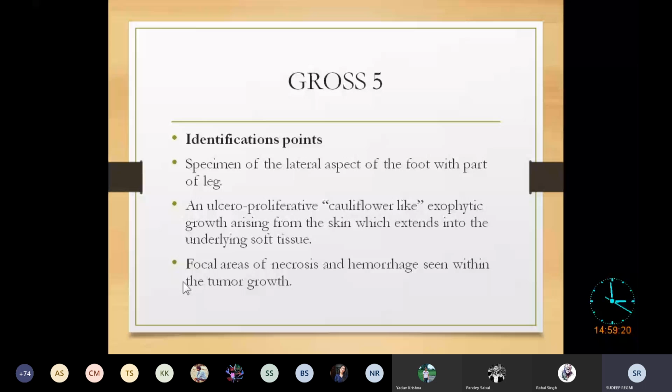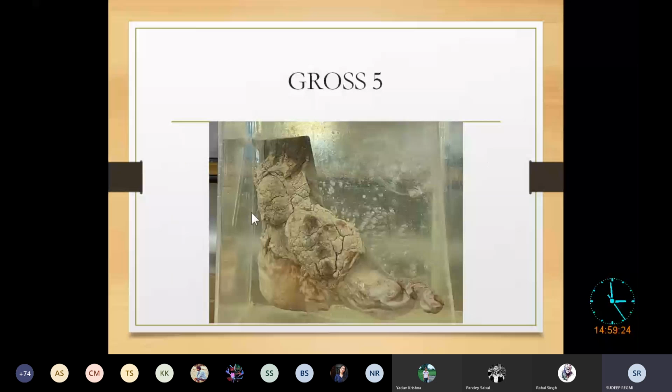So you have to see the growth here. Is this clear? Yes, sir. Okay, can you revise?